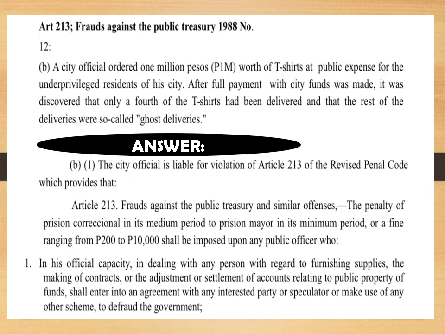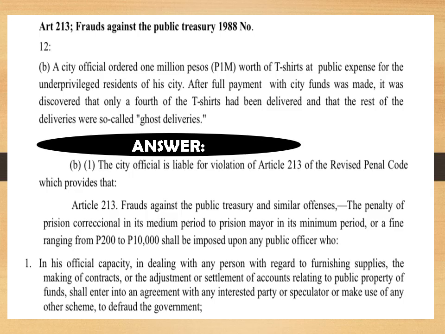The answer given by the UP Law Center is that the city official is liable for violation of Article 213 of the RPC. But personally, I do not agree with the answer of the UP Law Center. Because if you look at the requisites of Article 213, which we just discussed, number 2 requisite is that the public officer should have taken advantage of his office. What is the meaning of that? The public officer, in this case the city official, should have intervened in the transaction in his official capacity. And number 4 element there is that the city official must have the intention to defraud the government.